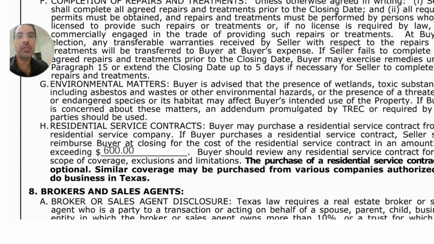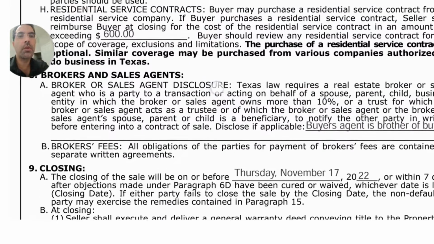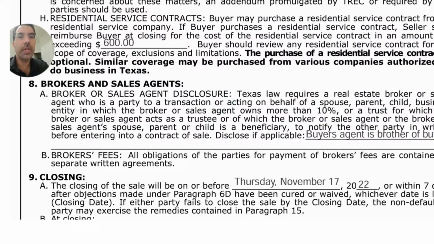Residential service contracts, that's your home warranty. If you're going to negotiate for the seller to pay for the home warranty, you would put the amount right here for the warranty. And section 8A, disclosure. This is if you're related to the buyer or the seller. You would put your relationship here. I just wrote buyer's agent is the brother of the buyer.